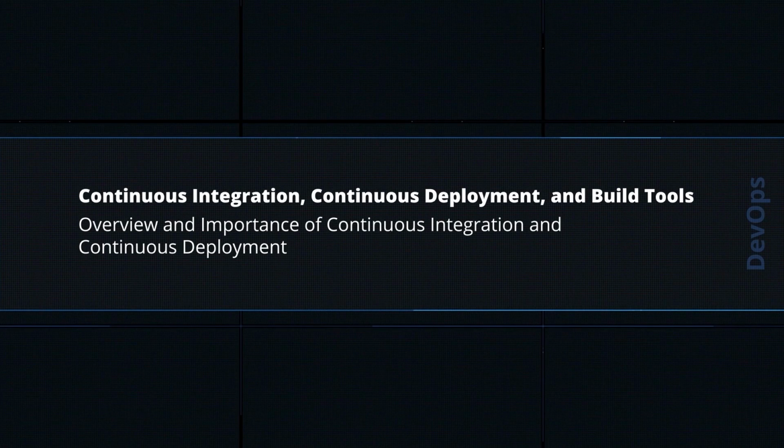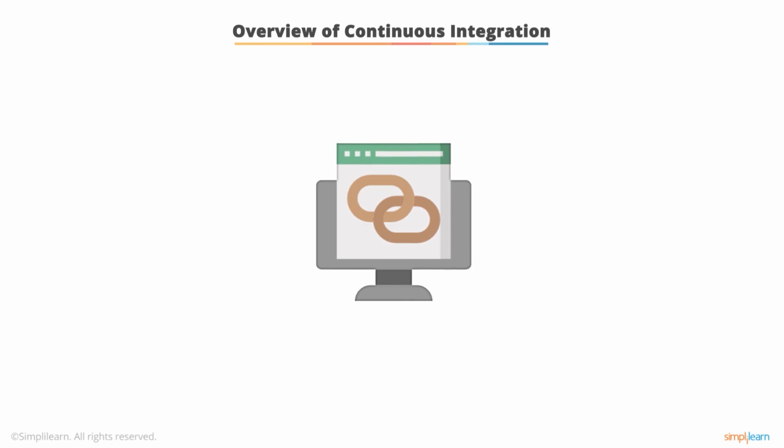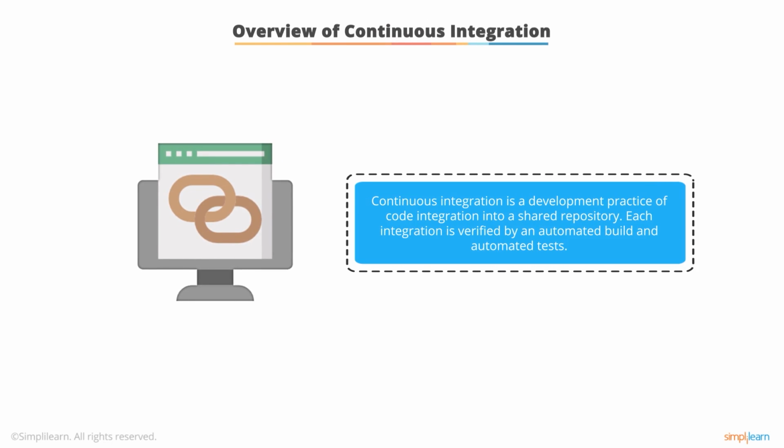The overview and importance of continuous integration and continuous deployment. Overview of continuous integration. Continuous integration is a development practice of combining code from a number of different developers into a common code base intended for deployment. Each integration event is verified by automated build and automated tests.